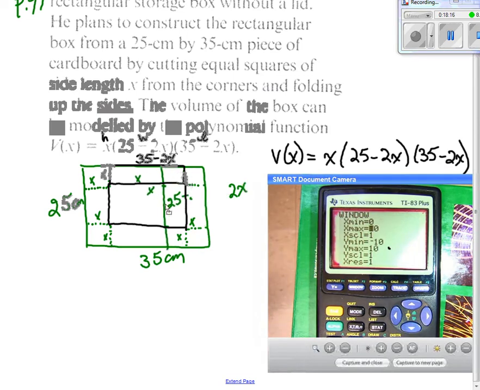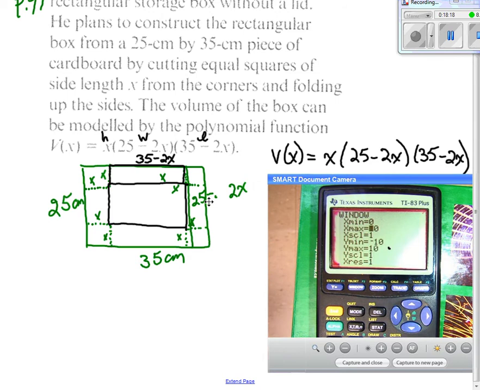Try and draw it on here. If we cut, nope, it's not working. It's all right. If we cut out half of the width, which would be 12.5, we wouldn't have anything left to fold up. So the maximum that I could cut out would be 12.5. I just made it 13.